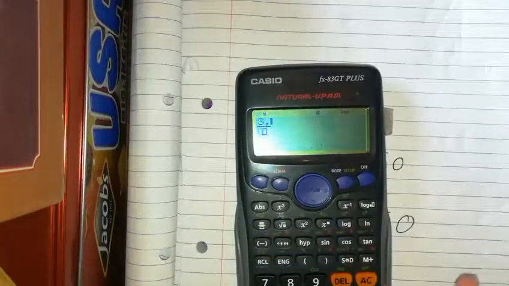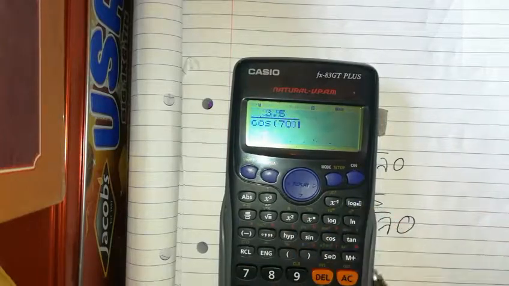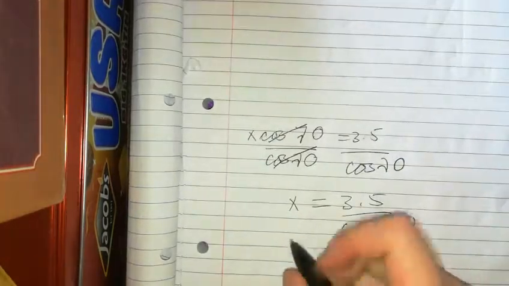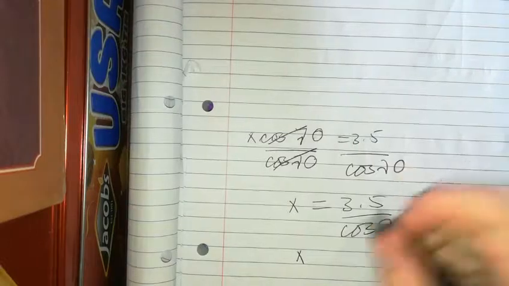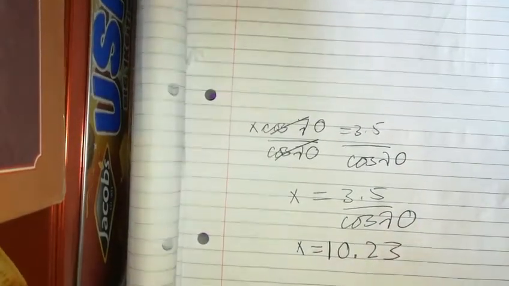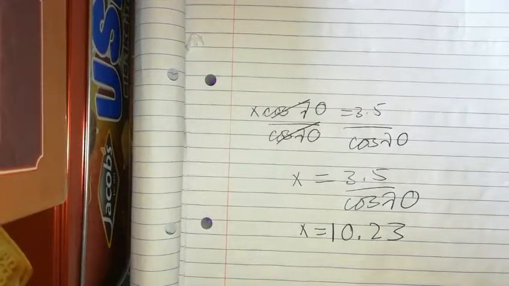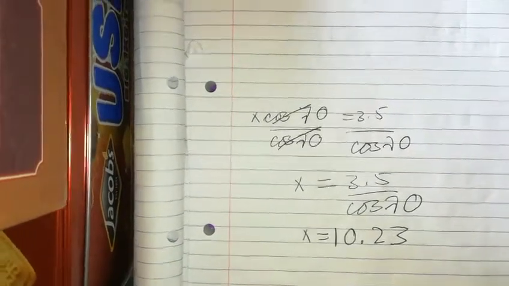So it's 3.5 on the top, and then cos of 70 in brackets, and then I get that x is equal to 10.23. They say to give your answer correct to 2 decimal places, so that would be correct to 2 decimal places.